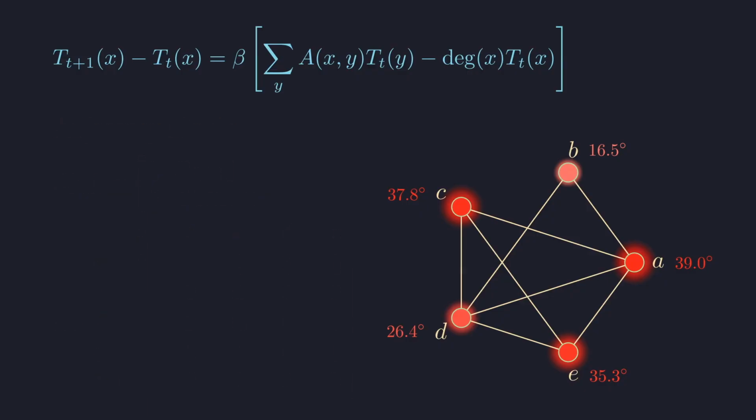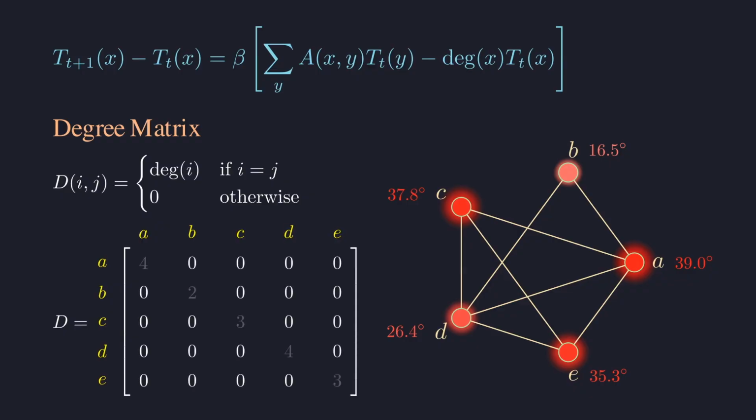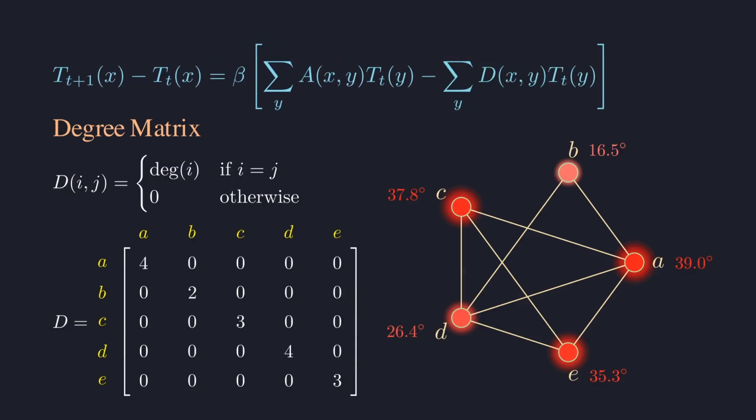Now for the second term, we introduce a matrix called the degree matrix of a graph. In the degree matrix D, all the off-diagonal terms are 0 and the terms on the diagonal are just the degrees of the vertices. Using a similar argument, this lets us replace the second term in the heat equation by the following sum. To see why this is valid, just note that d_xy is 0 whenever x and y are distinct. So the only contribution comes from the term when x and y are the same. And that term is just the degree of x times the temperature of x, which is exactly what we wanted.